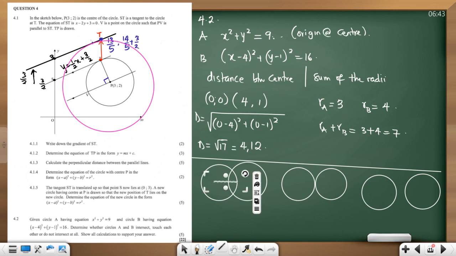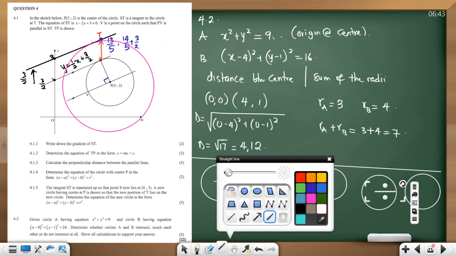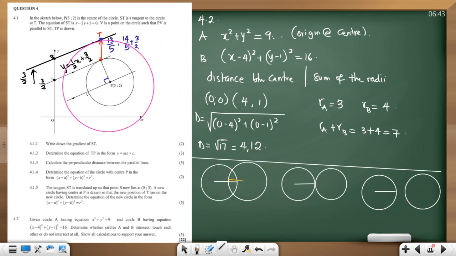Radius of one, radius of the other. Let's use a yellow one for the other circle. Radius of the other circle here, and radius of the other circle. And I'll use a green one for the distance between the centers. Distance, distance, distance. So R1, R2, distance.